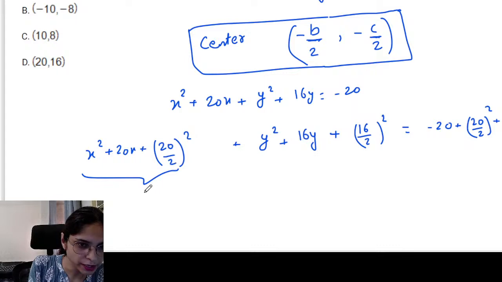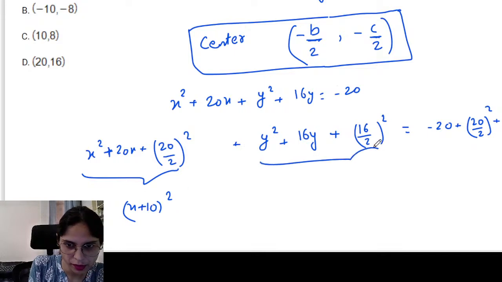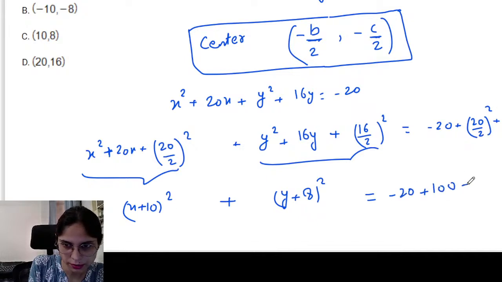Now 20 over 2 is 10, so this will be x plus 10 whole squared, because this is plus, this is going to be plus over here, and this is going to be y plus 16 over 2, which is 8, whole squared. And now this will be negative 20 plus 100 plus 64. 164 minus 20 is 144. So this will be your equation.